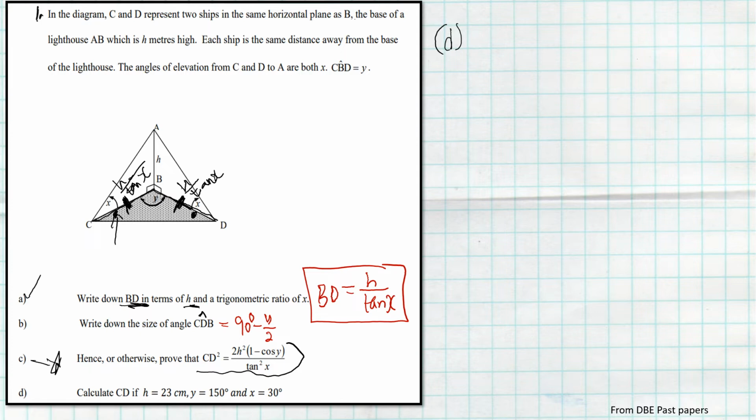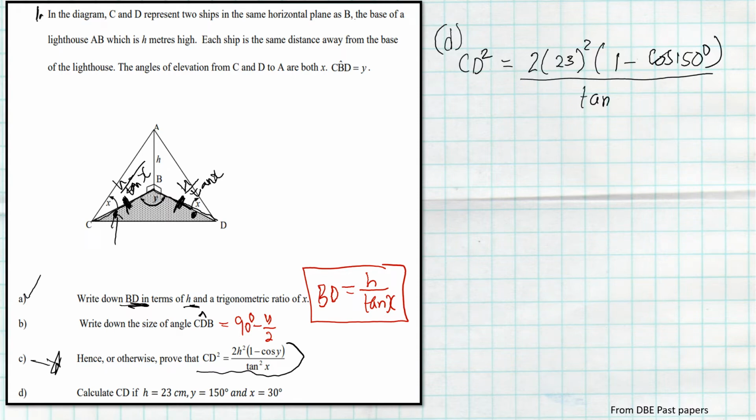What you have to do is substitute whatever you are given and solve for your CD. We know from the previous question that we just proved CD squared is equal to 2h squared, so it will be 2 times 23 squared, times 1 minus cos of y, which is 150 degrees, divided by tan squared of x, which is 30 degrees.